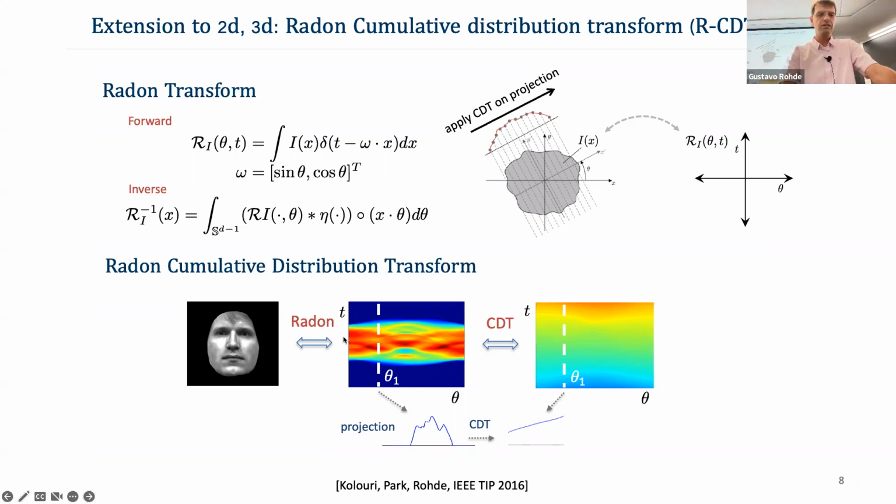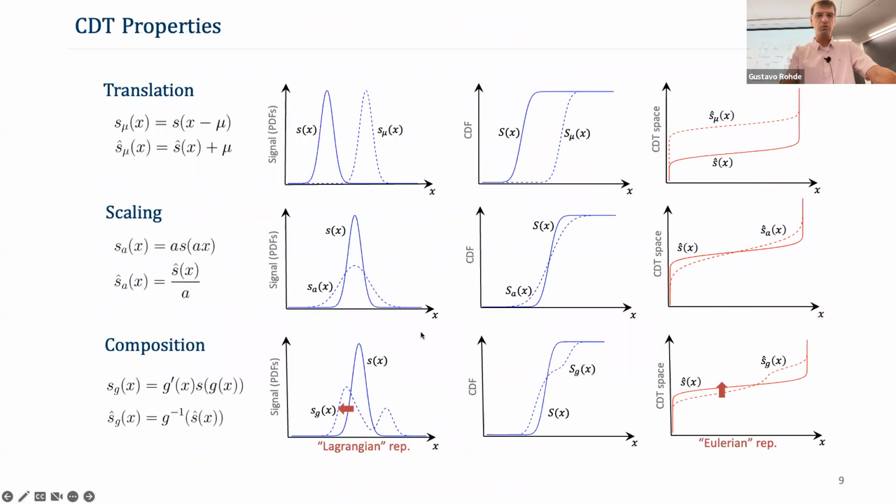So we can take an image, take the forward Radon transform, and apply this cumulative distribution transform I just talked about line by line along the theta axis. And since each of these is a one-to-one mapping, I can go from the transform domain back to the image domain, just as I would with a wavelet transform or Fourier transform. This is one of the extensions. There's several that we have worked on.